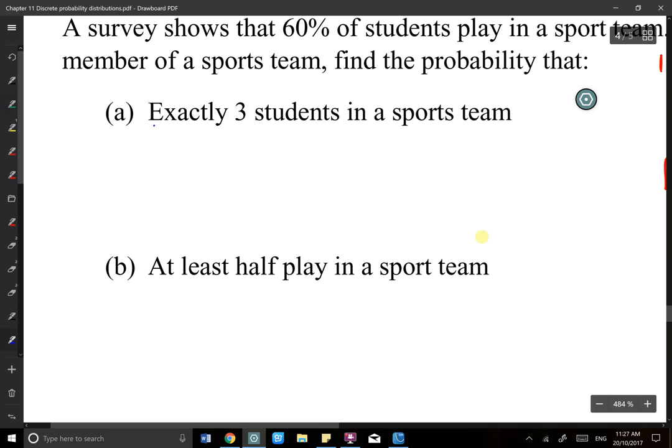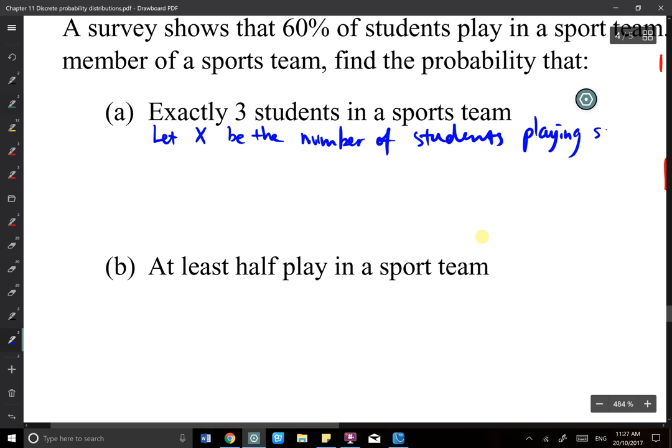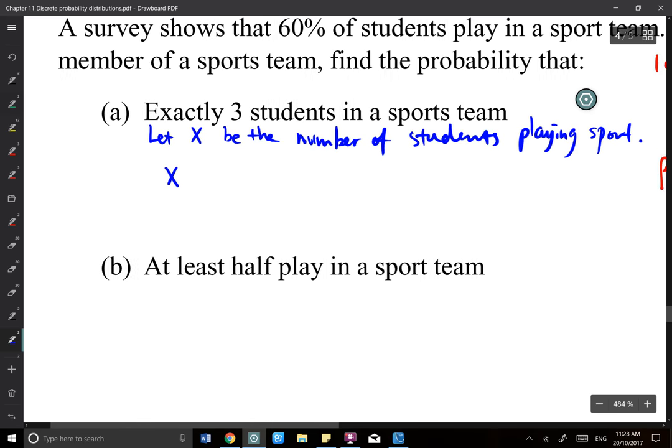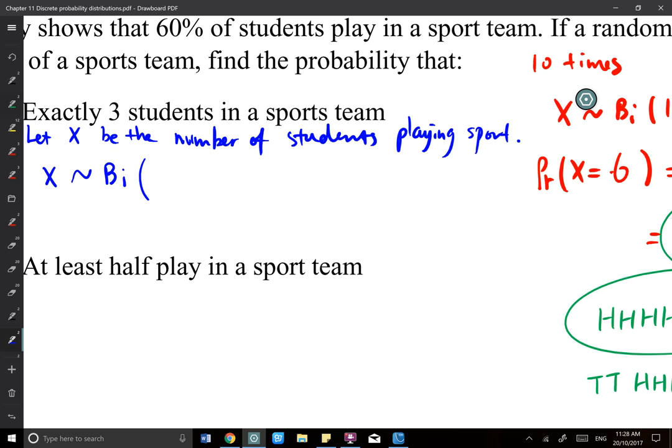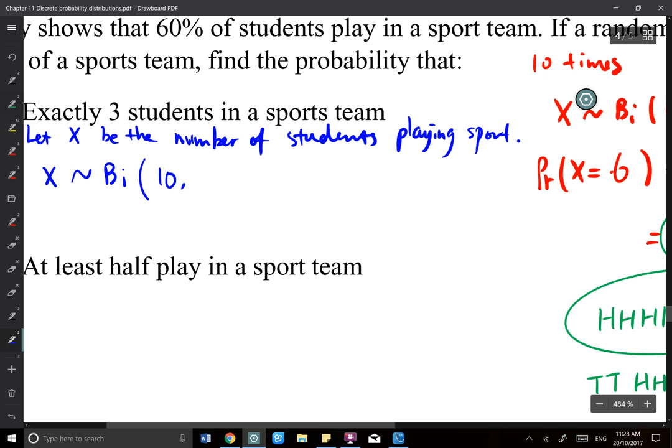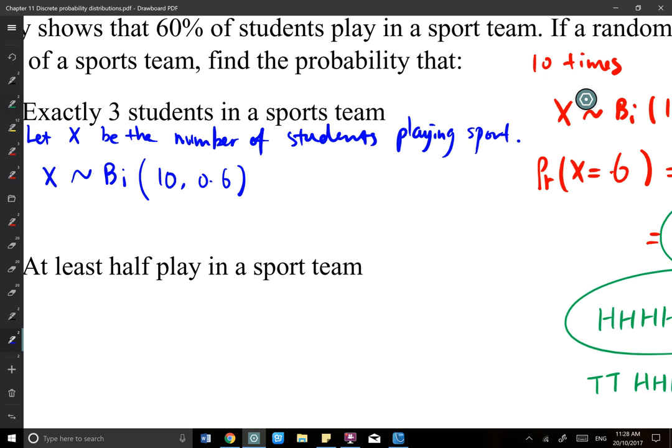So let X be the number of students playing sport or in a sport team. So X will be what? X will be a binomial distribution. What is N? What's N, everyone? You have N comma P here. What's N? How many trials have you done? 10. What's the success rate? 0.6. Okay, X is a binomial distribution with 10 and 0.6.